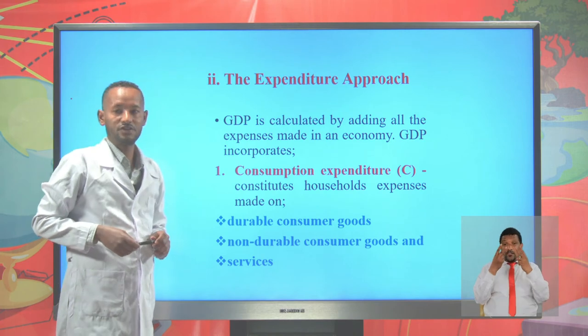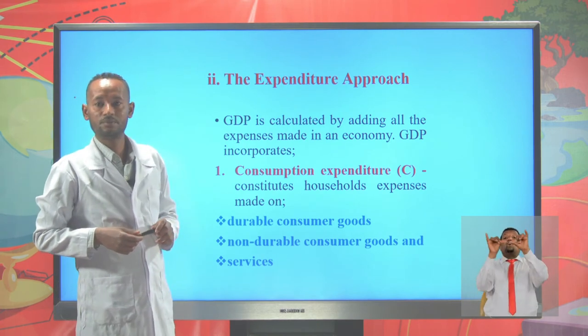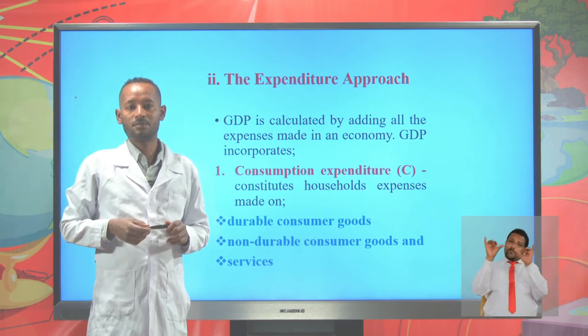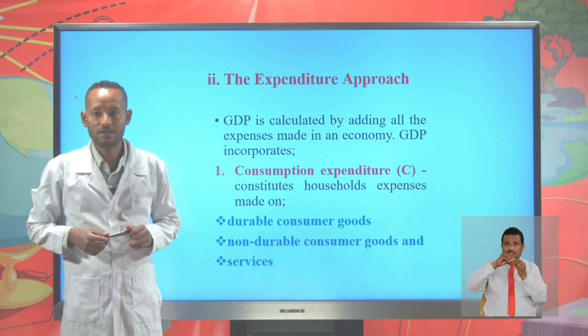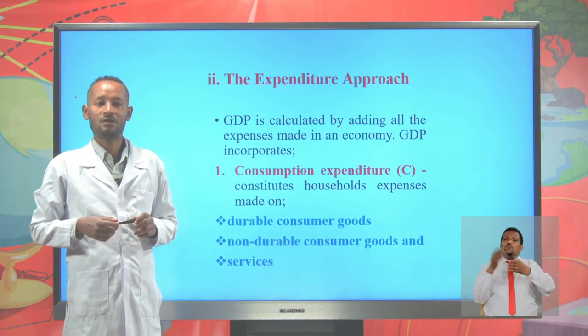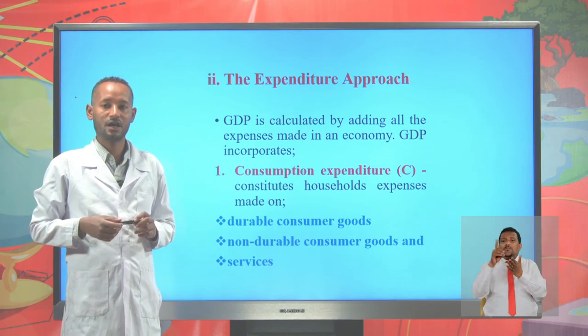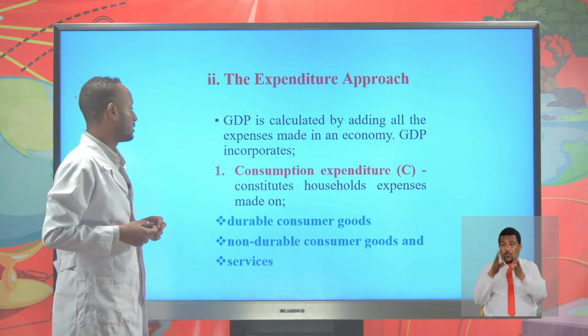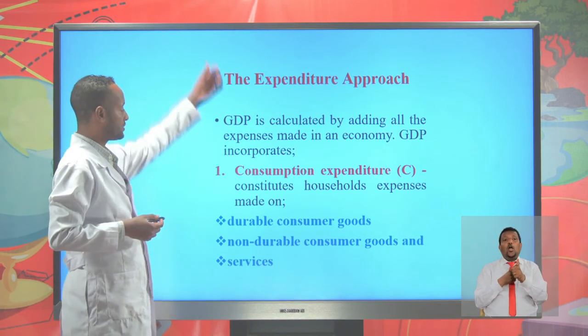Now let's see the expenditure approach of measuring GDP. Under the expenditure approach of measuring GDP, GDP is measured by adding all the expenses made in an economy, and there are four expenses made in an economy while we measure GDP using the expenditure approach. The first one is consumption expenditure.